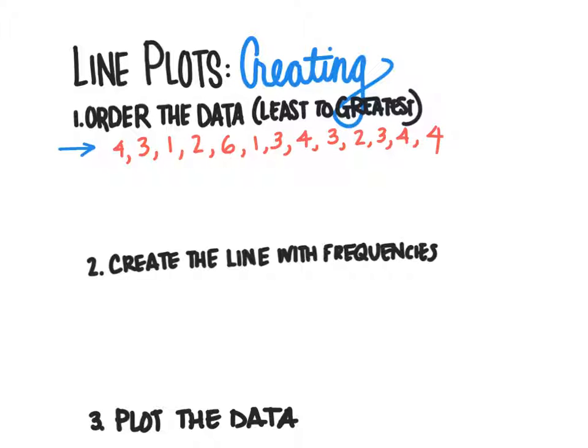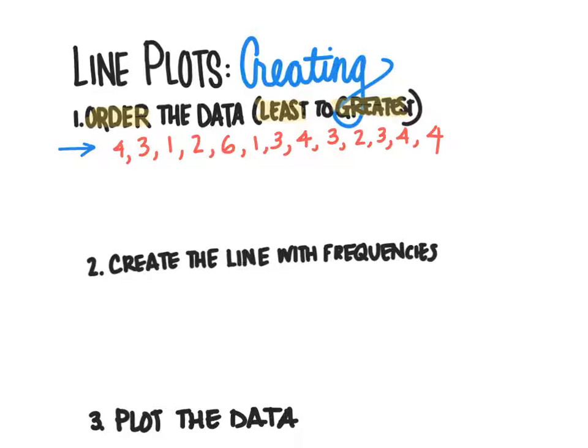So here is our data, and the first thing you want to do, according to our steps, is you want to order these. And not only do you want to order them, you want to order them from least to greatest. So that's the first thing that we're going to do. So you literally take your pencil and you start marking out. So I'm going to start marking out.